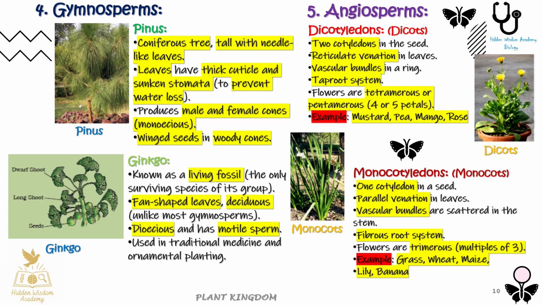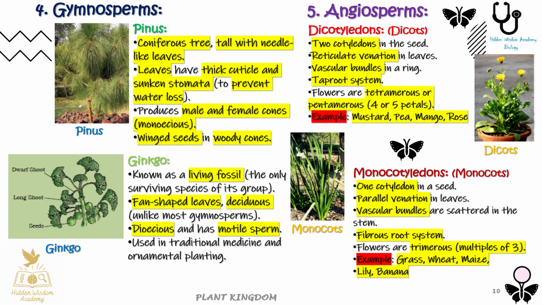It is monoecious, which means male and female cones are found on the same tree. After fertilization, it forms winged seeds enclosed inside woody cones. Pinus is perfectly adapted to harsh climates with its needle-like leaves and water-saving features.